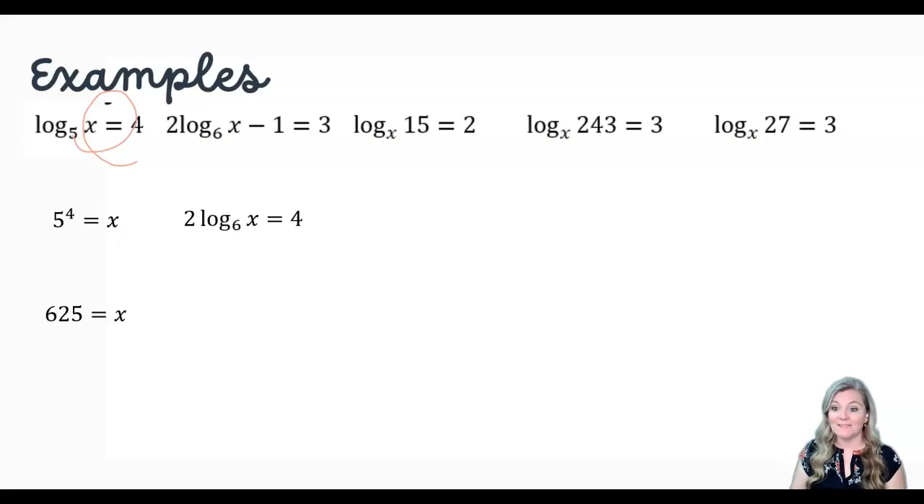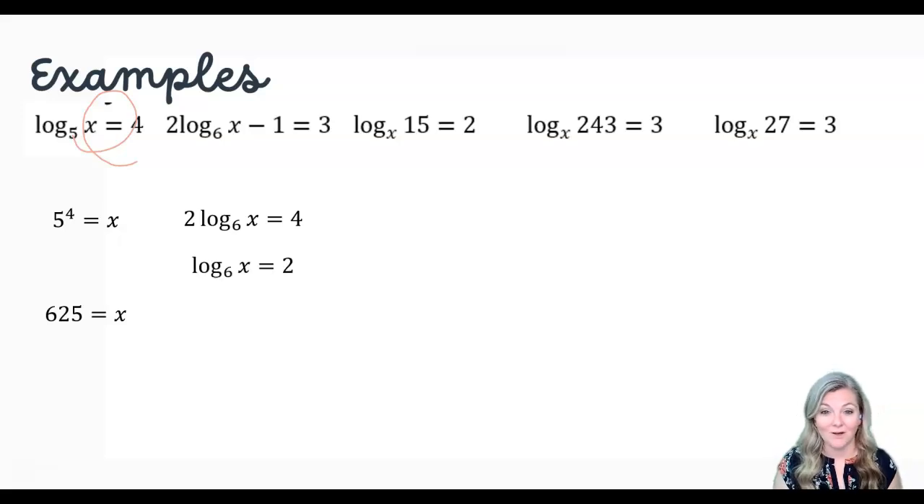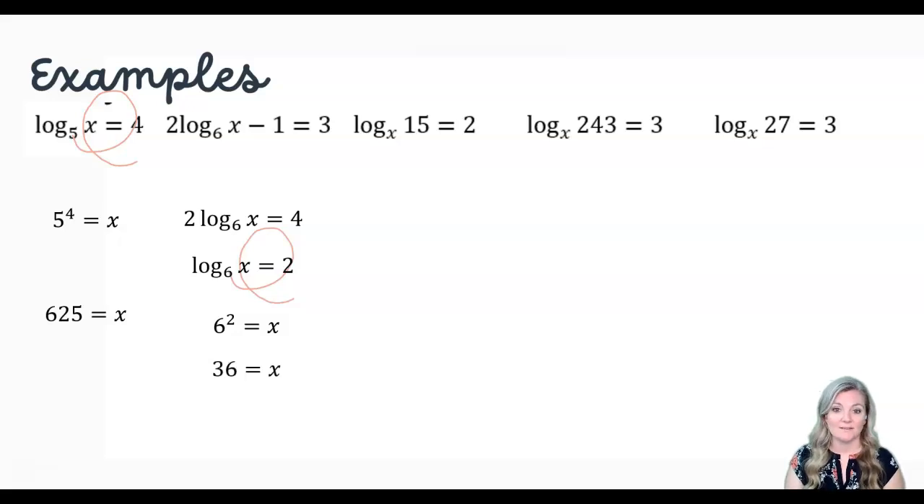Again, my log base 6 is not by itself. Still have that 2 out in front. So I'm going to need to divide by 2. So I have log base 6 of x is equal to 2. Now my log base 6 is by itself. I'm going to e it out. So I have 6 squared is equal to x. And so x is equal to 36.